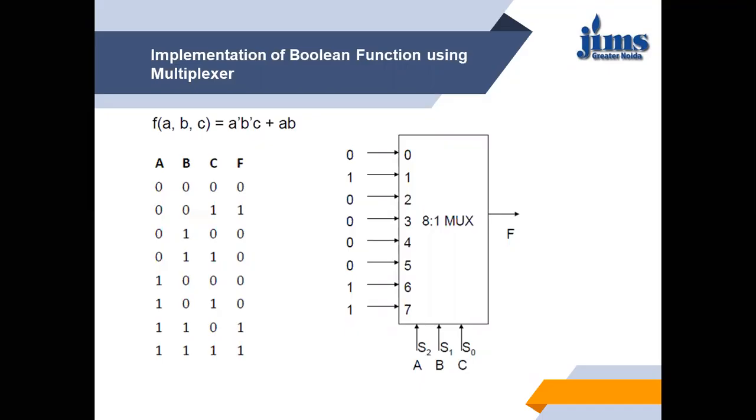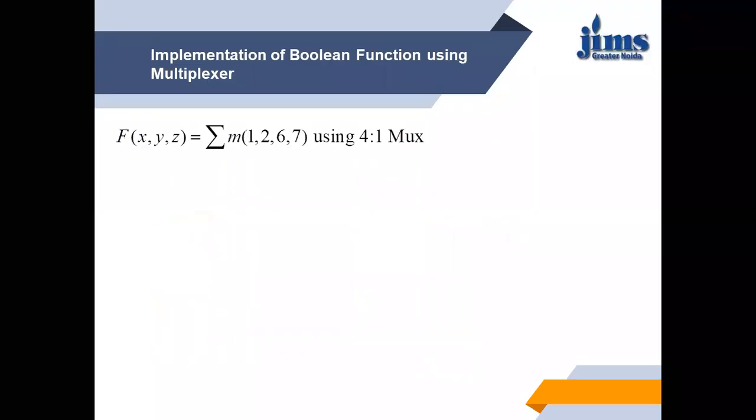Now there will be a question where we have to implement such a Boolean function with the help of a smaller size mux. Suppose we have to implement the same Boolean function with the help of a 4 is to 1 mux, then we have only two select lines for the 4:1 mux, and we have to neglect one input. The process will be shown in the next slide.